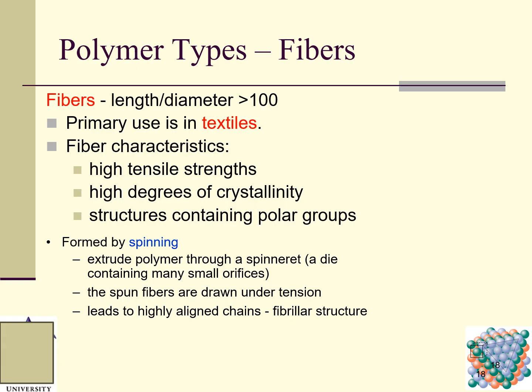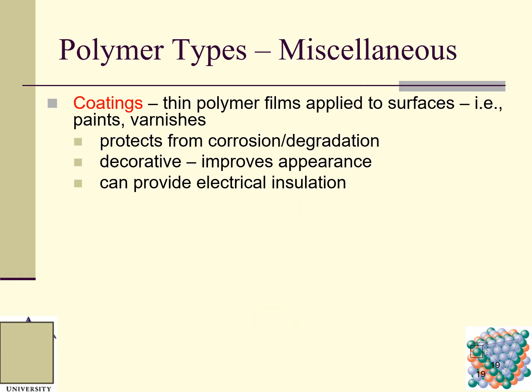Extrude polymer through a spinneret, a die containing many small orifices. The spun fibers are drawn, and tension leads to highly aligned chains, a fibrillar structure, so like a fiber-like structure. Another one is miscellaneous: coatings. Coatings are thin polymer films applied to the surface, for example paints and varnishes, that protect from corrosion or degradation. Another purpose is decorative, improving appearance, and they can provide electrical insulation. So these coatings are very important.